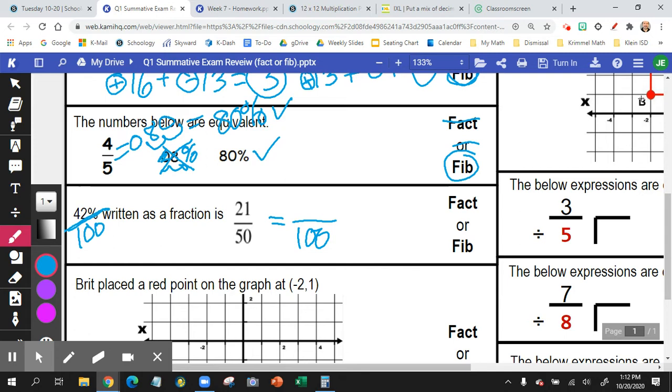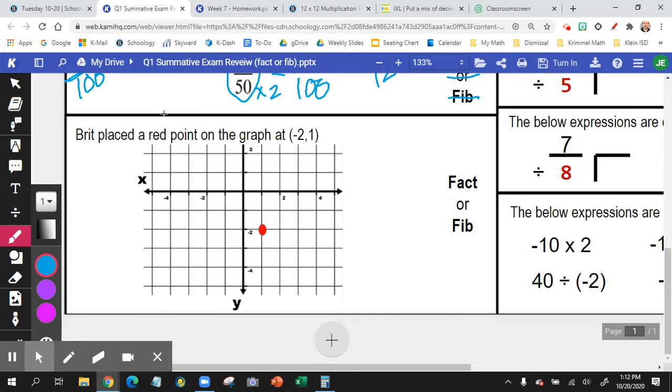So we set it up as a fraction out of hundredths. Use our multiples of 100 to help us get there. 50 times 2 is 100. 21 times 2 is 42 out of 100. And 42 out of 100 is 42%. So this is a fact. 42% written as a fraction is 21 over 50. Simplified, that is true.